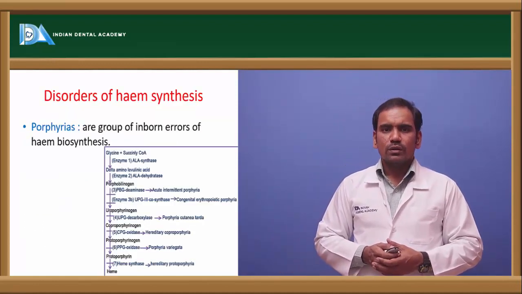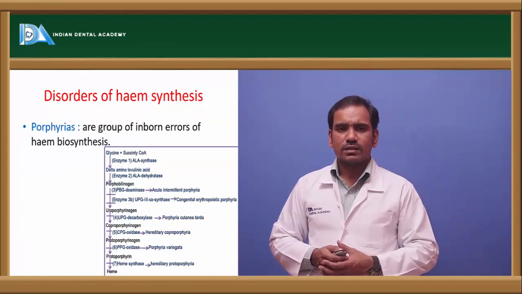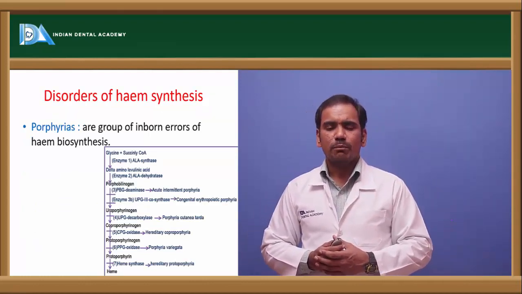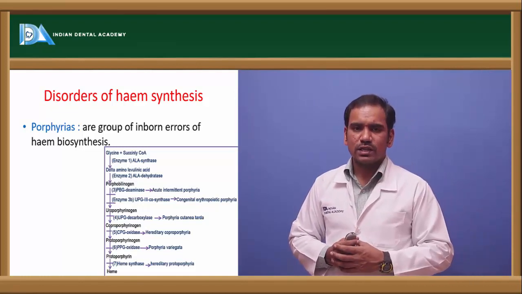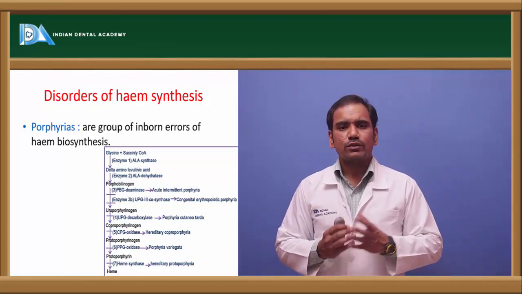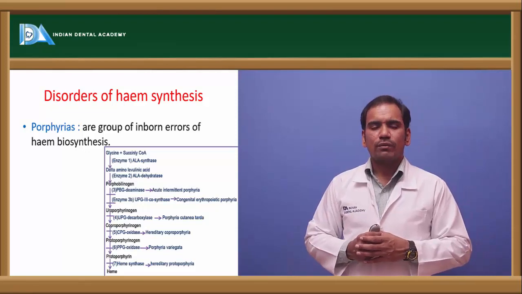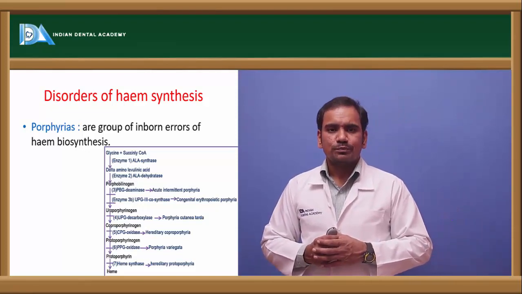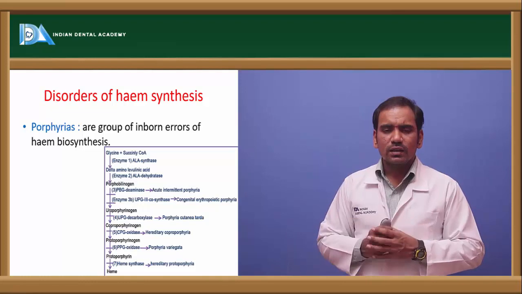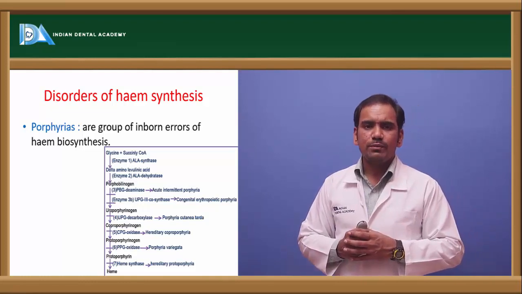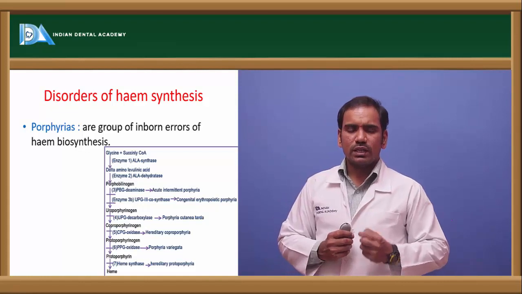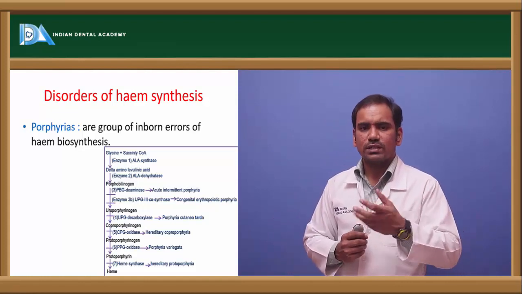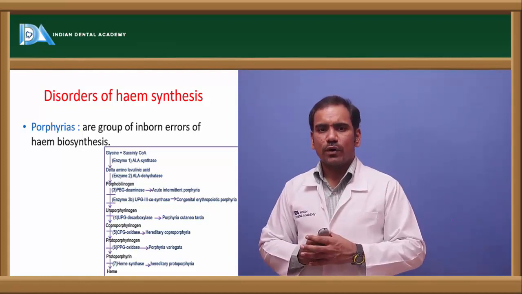Now coming to the inborn errors concerned with the synthesis of heme. Whenever there is a defect in the enzymes concerned with heme synthesis, it leads to a condition called porphyrias. So porphyrias are the inborn errors of heme synthesis. Whenever any enzyme concerned with heme synthesis is defective or deficient, it leads to porphyrias.